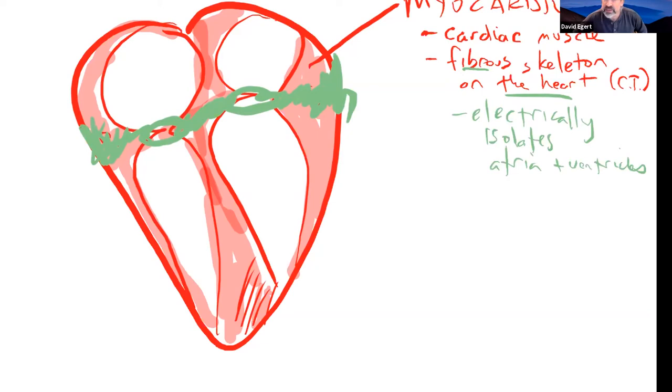Because we've been talking about how cardiac muscle has gap junctions, so they're all connected to each other. So normally if you excite one cardiac muscle cell, its neighbors get excited. So in this case, if you excite the atria they will contract, but it won't automatically spread to the ventricles. And we're going to have a special pathway, the internodal pathway, that's going to be responsible for that.